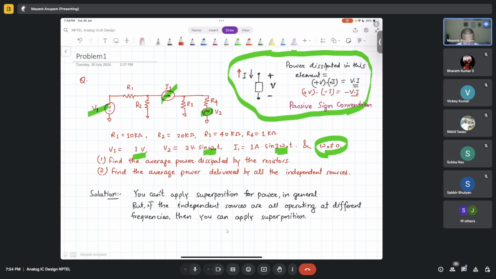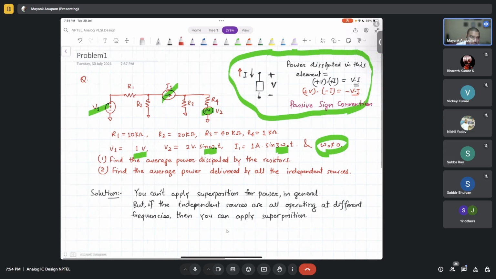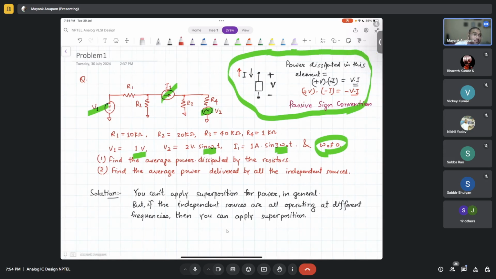However the current will be negative, which means this will become minus V times I. So according to passive sign convention, if you get a positive power, then it means that the power is dissipated in that element. Positive power means power is dissipated in that element, and negative power means that the power is being delivered by the element. Okay, I hope that clears things up.